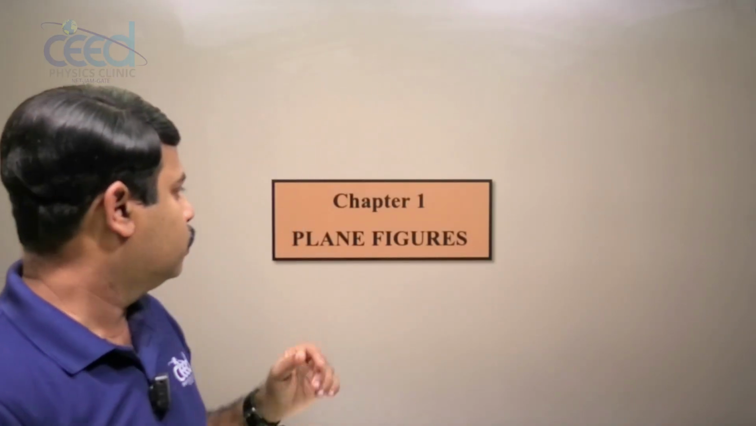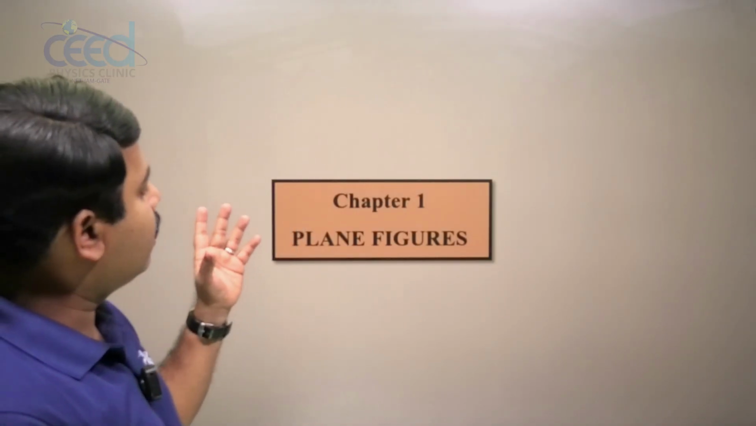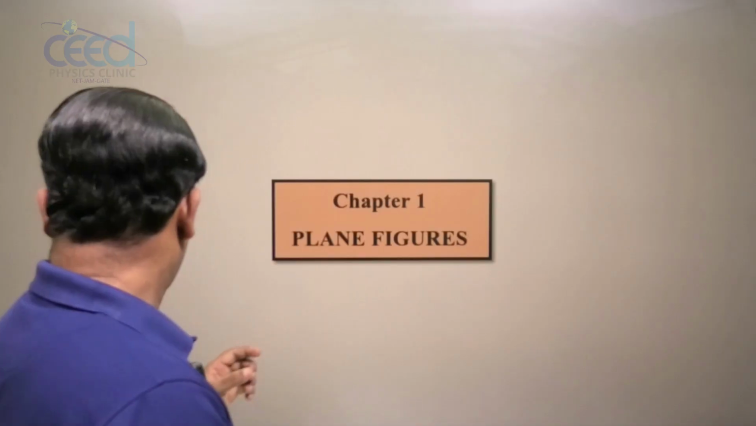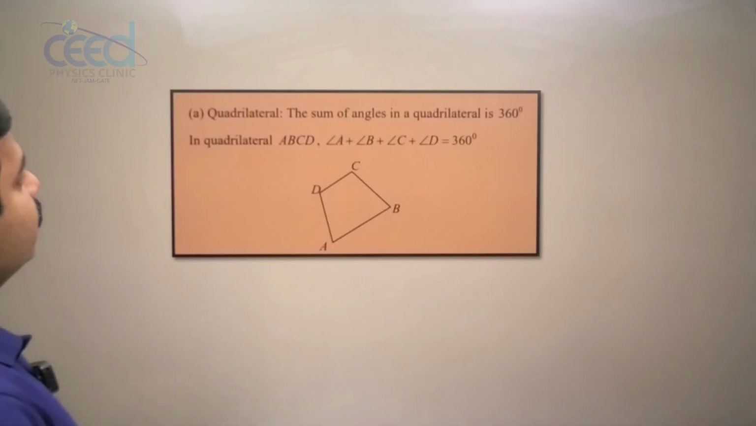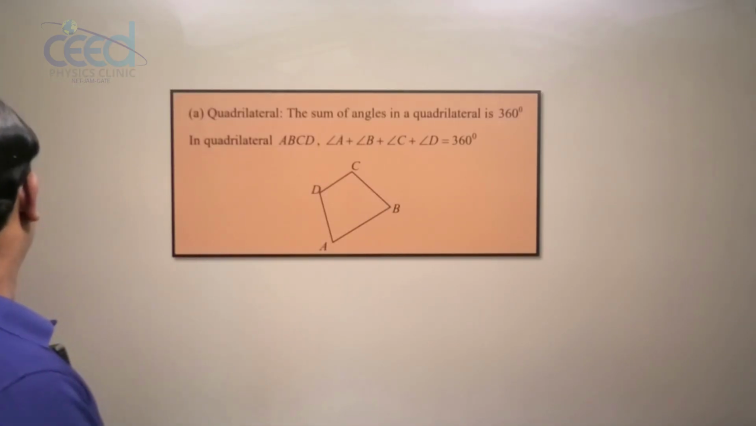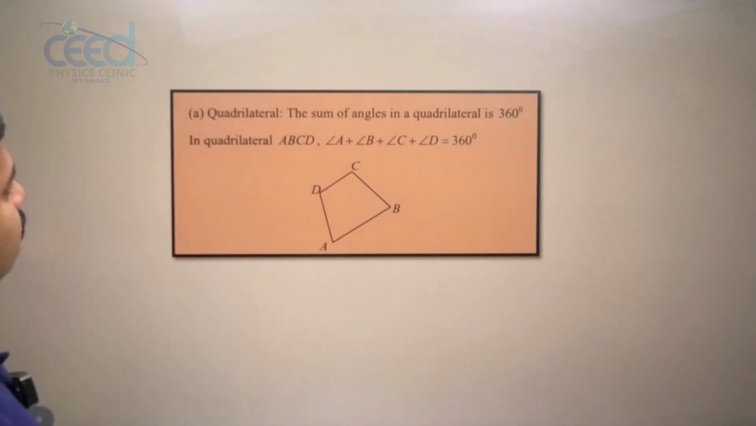Plane figures, you know: quadrilaterals, triangles, circles. So we have different plane figures, and we are starting with them. Let us go to the first plane figure, that is the quadrilateral.